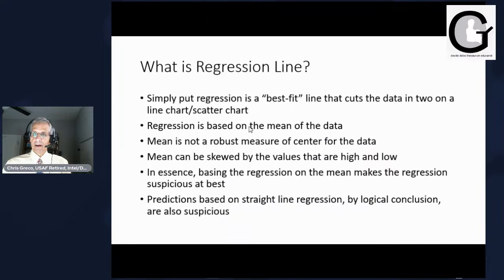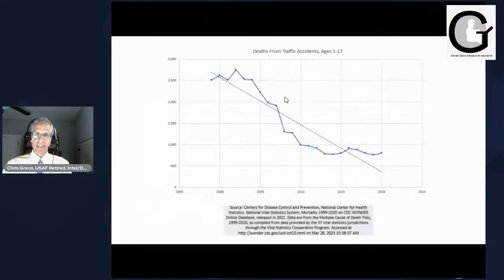So what is a regression line? The regression line is a best fit line that cuts the data into a scatter and line chart, or scatter chart. That's what it does. Same number of dots above as below the line. Regression is based on the mean of the data. Mean is not a robust measure, which means highs and lows can affect it. Mean can be skewed. In essence, basing the regression on the mean makes the regression suspicious at best. Predictions based on straight line regressions by logical conclusions are also suspicious. I wanted to throw that in just at the end.